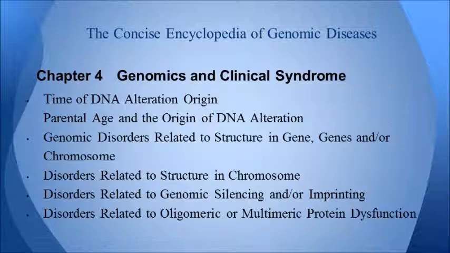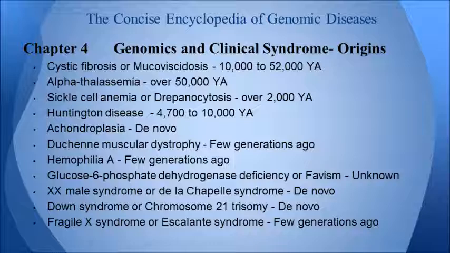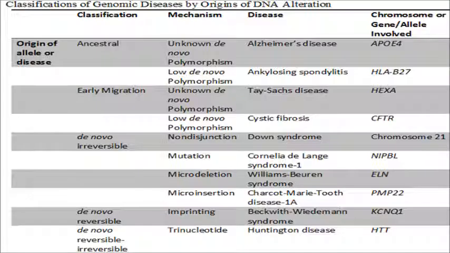Chapter 4, Genomics and Clinical Syndrome, discusses time of DNA alteration origin, parental age and the origin of DNA alteration, genomic disorders related to structure in genes and/or chromosome, disorders related to structure in chromosome, disorders related to genomic silencing and/or imprinting, and disorders related to oligomeric or multimeric protein dysfunction.